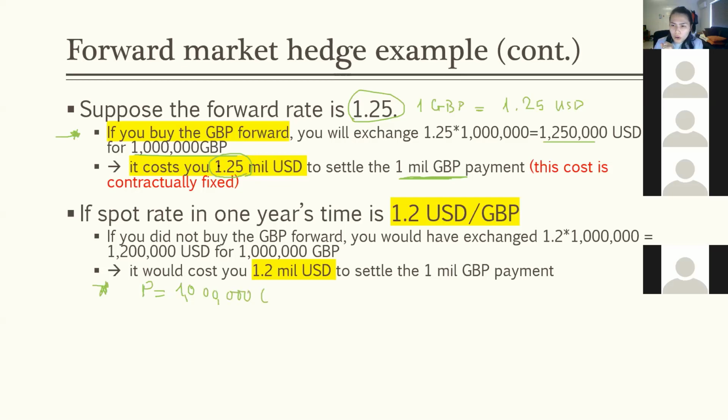So if you have a long forward contract, your payoff function will be ST minus F. In this case, because ST is lower than F, you're going to make a loss here. If I put in the calculation, I will find that this loss is $50,000. So as a result, for a person with a long forward contract, their overall cost of settling this transaction will also be 1.25 million USD, which is the sum of the underlying position and the forward position.